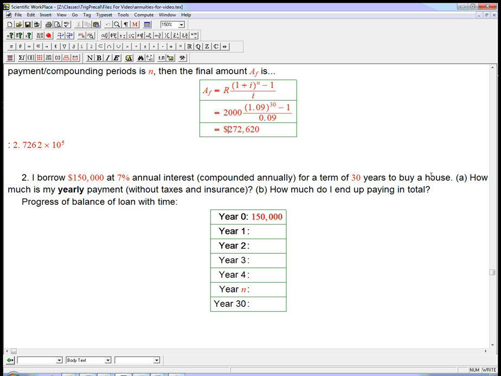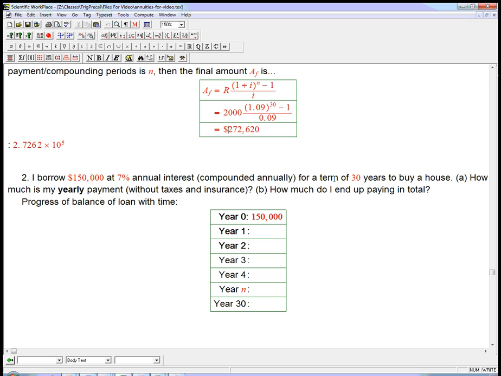We're buying a house. We want to pay a certain amount of down payment, but usually you don't buy a house in cash. So we're going to borrow a substantial amount of money, $150,000 at 7% annual interest, and for simplicity, we're going to have it compounded annually. Usually it would be monthly, and we could redo it with a little bit more accuracy, but it's not a big deal. And let's say it's a term of 30 years.